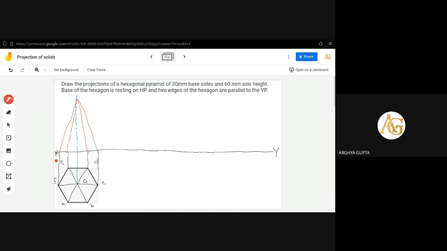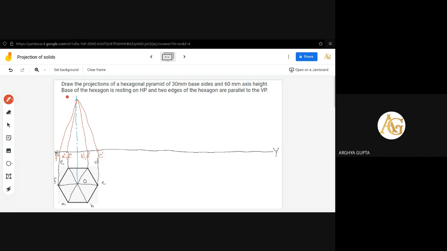So this point is F dash, and the next point is A dash E dash, because A dash will come first. I'm telling you why A dash is coming first: for the front view, the observer is here, viewing from here. So the A point is coming first, then E. So that's why A dash comma E dash. Next point is B dash comma D dash, and the last point is C dash, and this point is O dash.